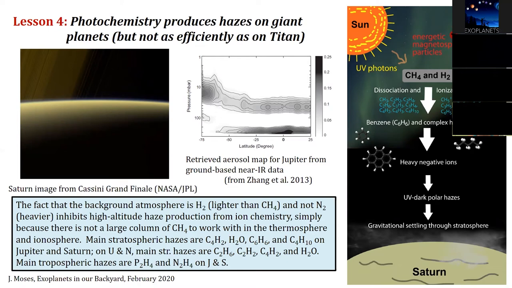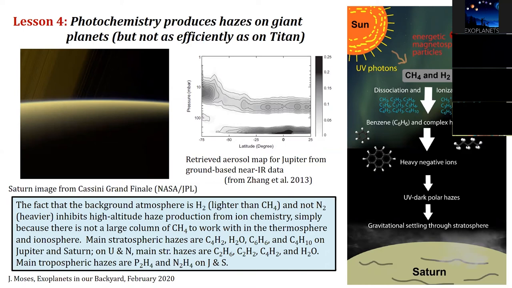The main difference between Titan and Jupiter in terms of the sheer mass of hazes forming is actually the background atmosphere. So on Titan, the background is N2. On the giant planets, it's H2. Methane is heavier than H2, but it's lighter than molecular nitrogen. So what happens on Titan is, as you get into this region where the atmosphere is no longer well mixed and the molecular diffusion begins to dominate, and the constituents are trying to separate out by weight, methane is lighter and actually increases with altitude into the thermosphere.